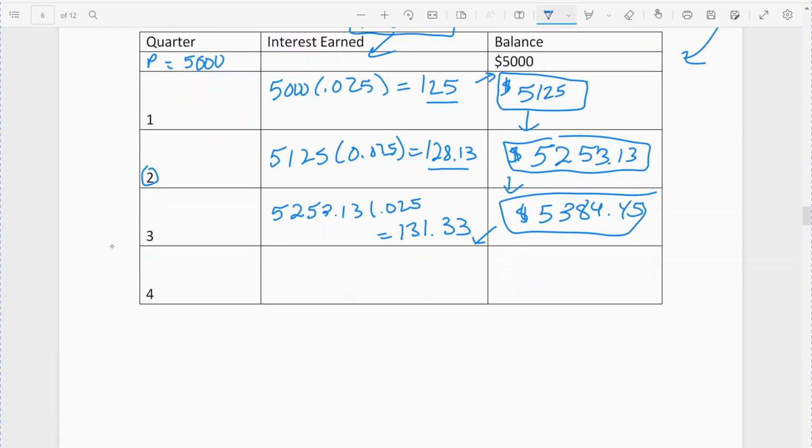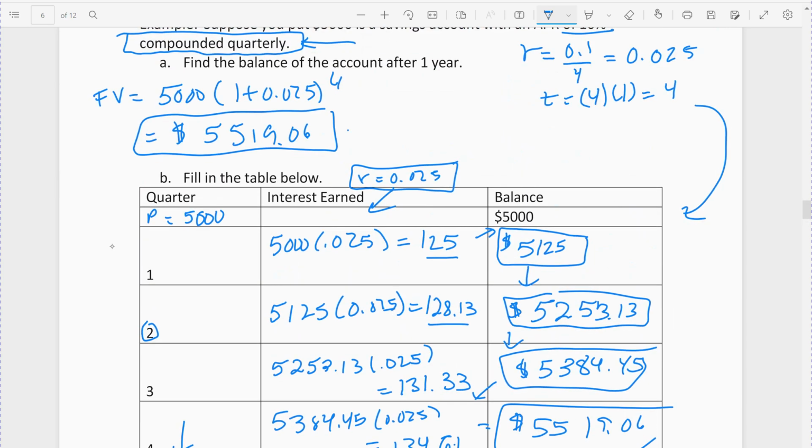All right, so that's the amount we're going to find the interest on. For the last quarter, which gets me to the end of the year, we take it times our 0.025. Again, it should be a little bit more than we earned last time, and it is 134.61. So every 3 months, every quarter, we earn a little bit more because we have a little bit more in our account when it's reinvested. And the last amount should equal what we found in our equation. If you take your 134, add it to the 5,384.45, it does come to 5,519.06, which is what we found in our formula.